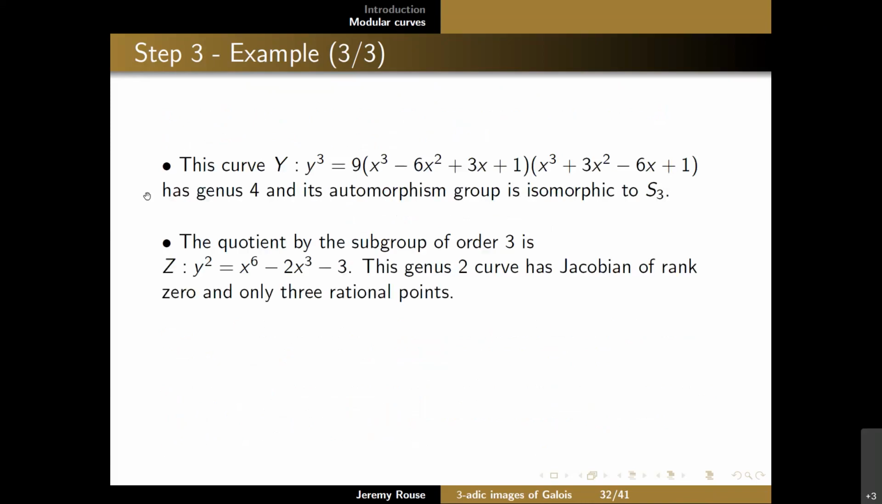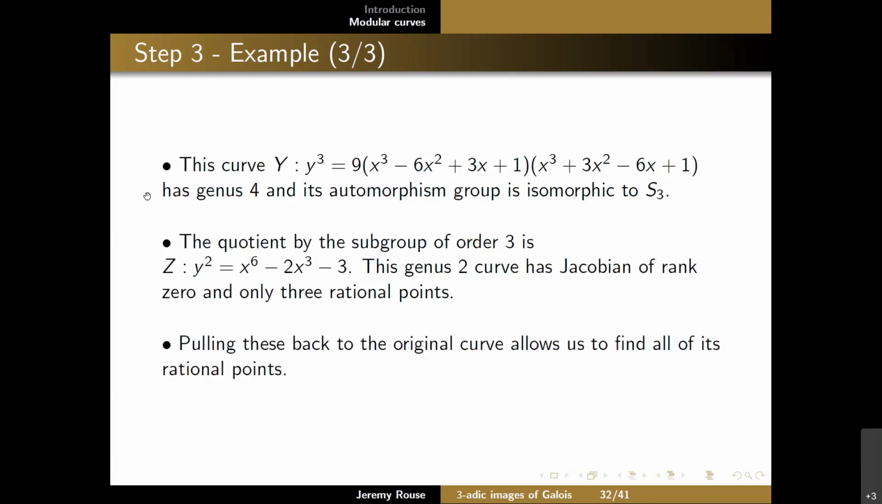The quotient of this curve by a subgroup of order 3 is y squared equals x to the 6 minus 2x cubed minus 3. This is a genus 2 curve whose Jacobian has rank 0. So this curve Z only has 3 rational points on it. And then we can pull these points on Z back to Y, points on Y back to this étale cover, and then we've found all the rational points on the original genus 6 modular curve.